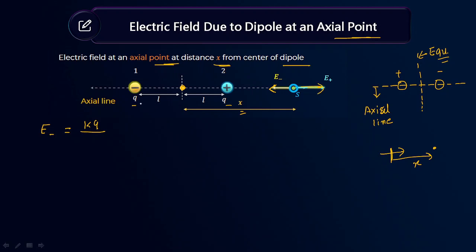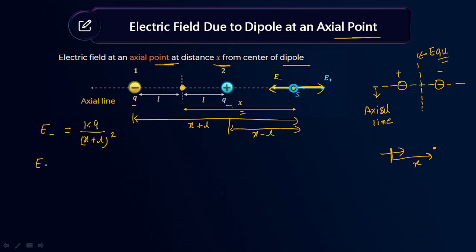Now we can write kq. Now this separation is how much? Separation from negative charge, this separation is how much? X plus L, yes or no? So we can write kq by (x plus L) square, right? And due to positive charge, now this separation will be how much? So it will be x minus L, right?